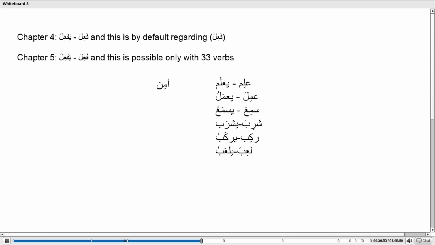أمن. What do we say in the مضارع? يأمن. أمن يأمن. أمن means he became secured, safe and secured, or he was safe and secure. He was safe and sound. أمن. And amina and ya'manu are in one verse together.